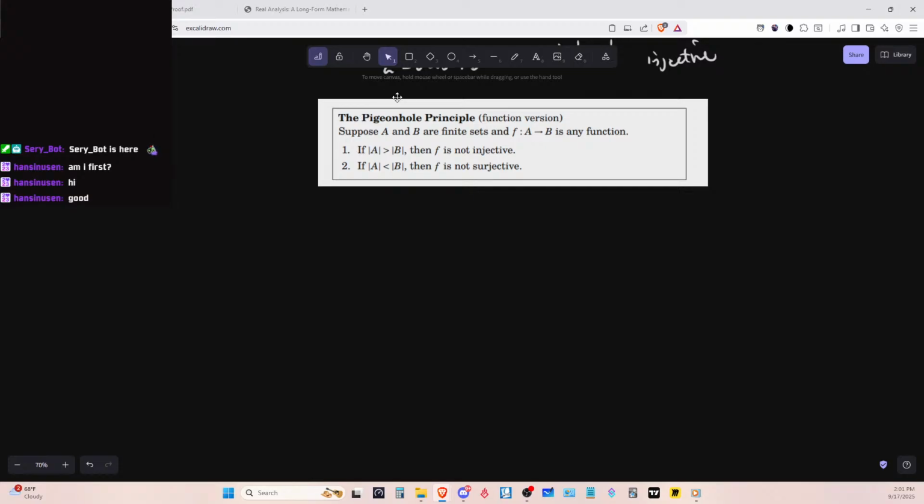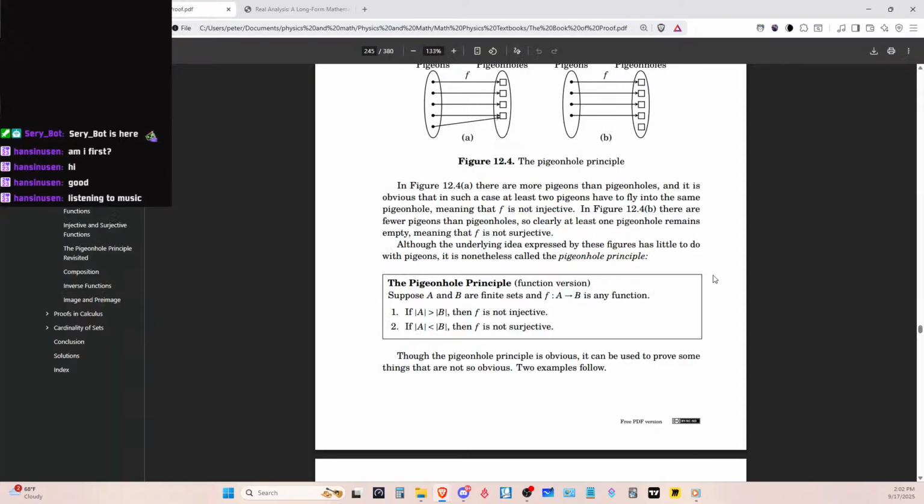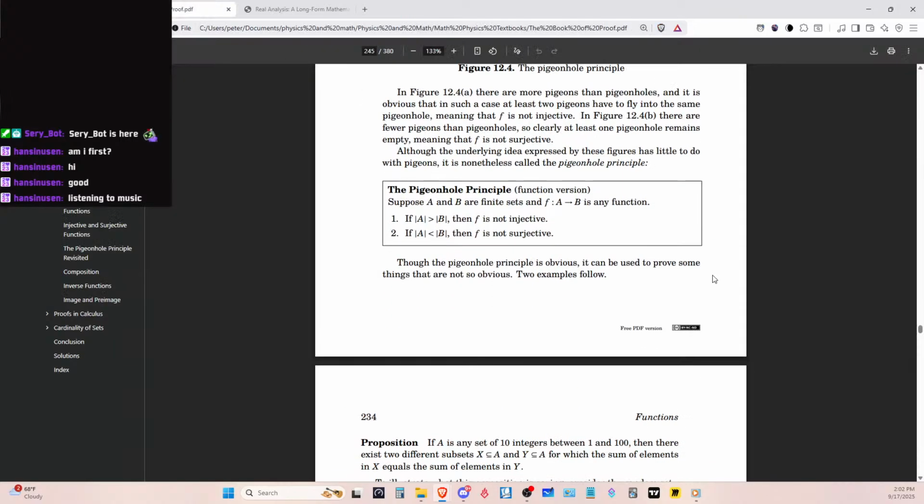So, pigeonhole principle. Suppose A and B are finite sets, and f is a function from A to B. If the cardinality of A is greater than the cardinality of B, then the function is not injective. If the cardinality of A is less than the cardinality of B, then the function is not surjective. Okay? Sounds simple, but probably when we apply it, it's going to be a little bit challenging.